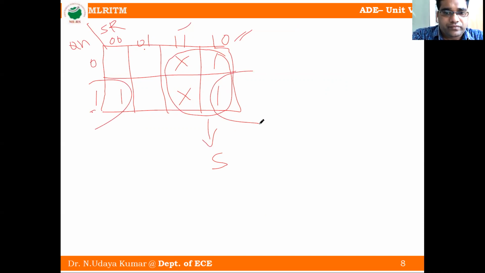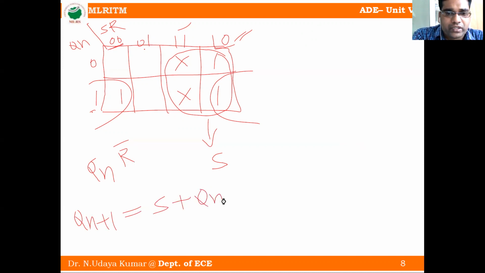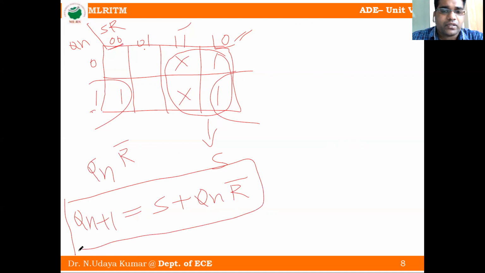Now we will get Qn and 0, 0 and 1, 0. Which one is common? R. So Qn into R bar. It is 0 means Qn into R bar. So finally, this is for what is the next state? Qn plus 1 is equal to S plus Qn into R bar. So this is the expression for SR flip-flop.